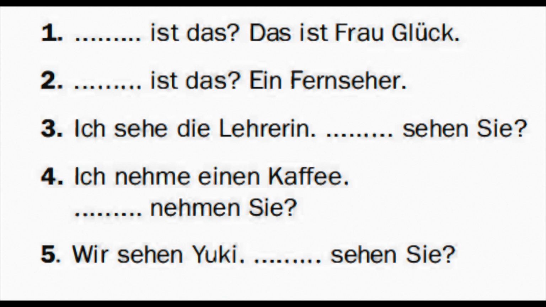Ein Fernseher. Now we have the verb sehen, which is to see. That demands a direct object, right? Ich sehe die Lehrerin. Nummer 3. Wen sehen Sie? Right? Nummer 4. Ich nehme einen Kaffee. Was nehmen Sie? Ich nehme einen Tee und ein Wasser. Nummer 5. Wir sehen Yuki. Wen sehen Sie? Right? Yuki is a person, a woman, right? And I need the question word wen.